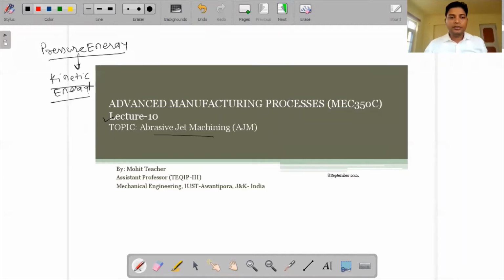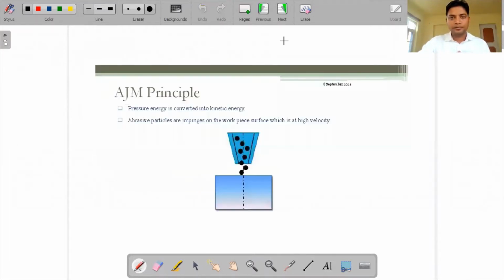As I already mentioned, these are advanced machining processes, so we will go step by step. First we will discuss the principle, then we will discuss the working. Then we'll discuss the material removal rate, which is a very important criterion for all machining operations. And then we'll go for the numerical problems, if any are available. So let's start with the principle.